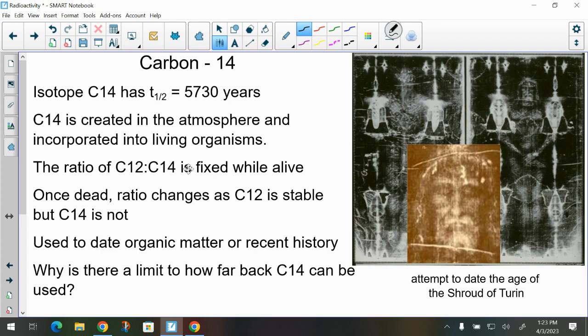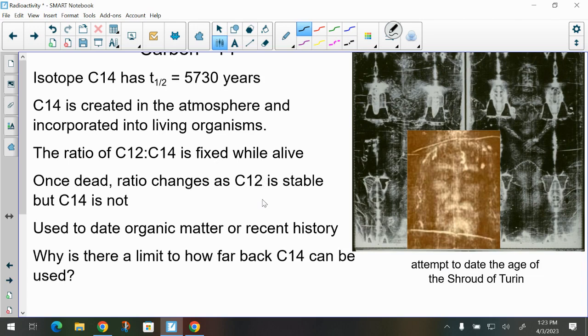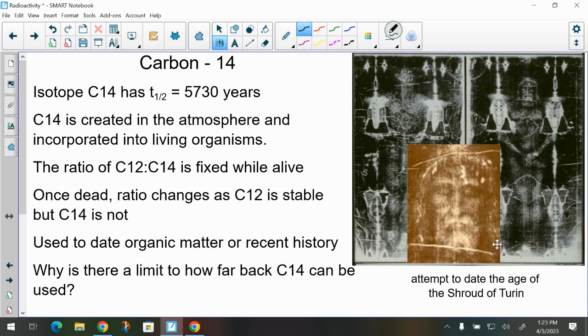So when you're alive, the ratio of C12 to C14 is fixed, and when you die, the C12 to C14 ratio changes, and so they can look at the half-life of the C14 in your body and see how much C14 is left after you died. This is complicated, but basically they did a test on the Shroud of Turin, and now there's a huge controversy about this, as you might suspect.